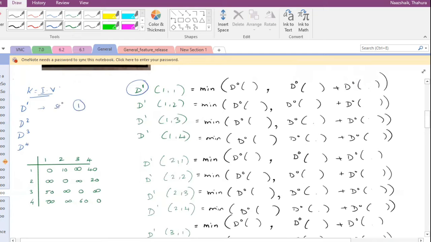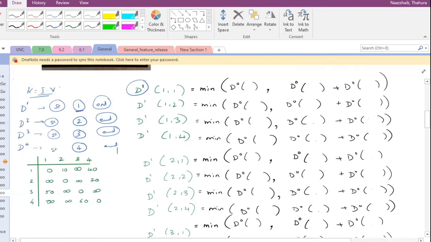So you have some start vertex, you have some end vertex, okay, and 1 is in the middle. D2 means you have some start vertex, 2 is in the middle, and you have some end vertex. D3 means 3 is in the middle. You have some start and some end. And D4 means 4 is in the middle. Okay, you have some start and some end. So we will take a combination for all of this.